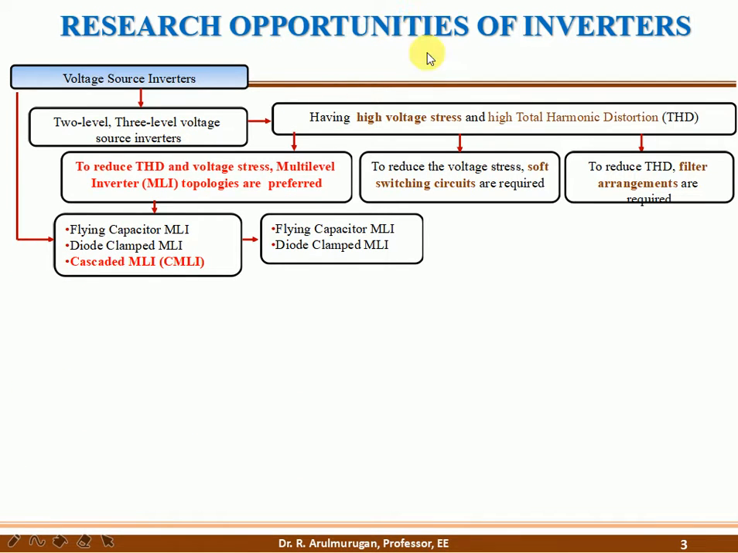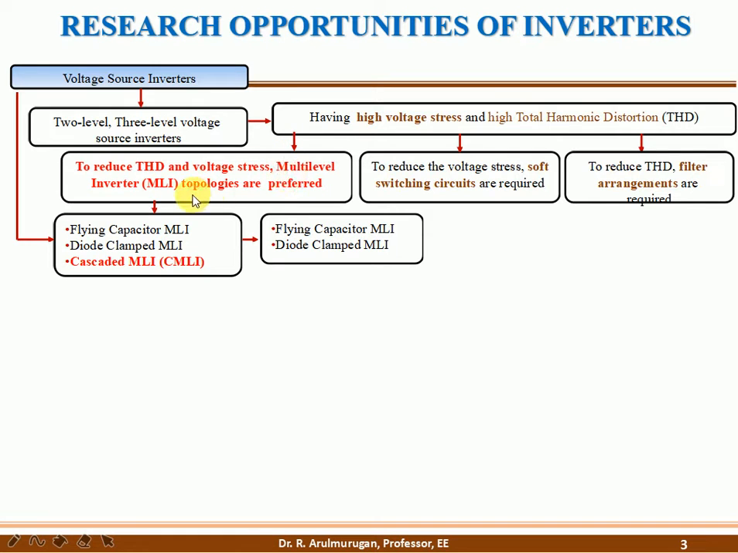Then how do you overcome these major limitations, high voltage stress and total harmonic distortion? You can go for the multi-level inverter. The multi-level inverter is majorly used for high power, high voltage applications. The high voltage stress and total harmonics are eliminated, the output waveform is a pure sinusoidal waveform, and the harmonic distortion level is reduced. This is the speciality of the multi-level inverter.